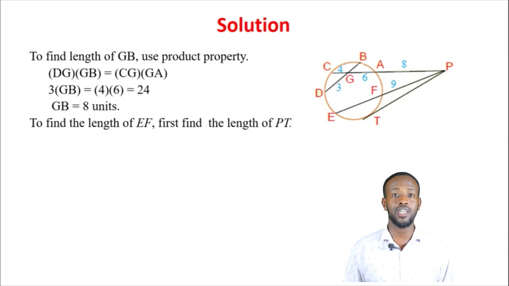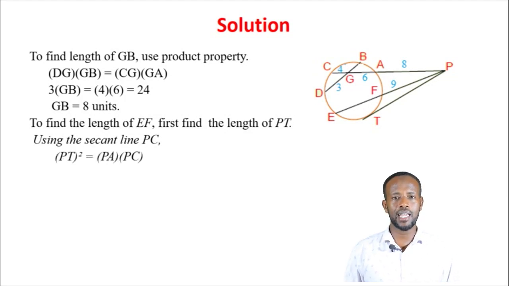Yes, very good. It is tangent line. So we will use the product property. BT square is equal to what? Which line? Now let us see. Using the second line PC, we have BT square is equal to PA times PC.